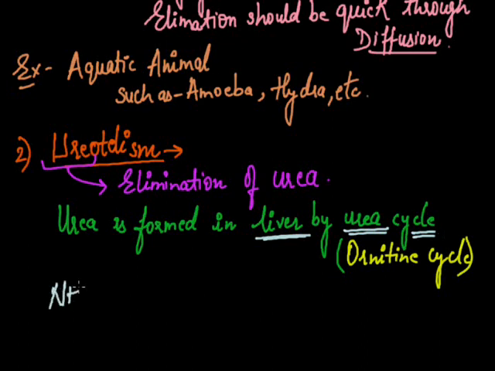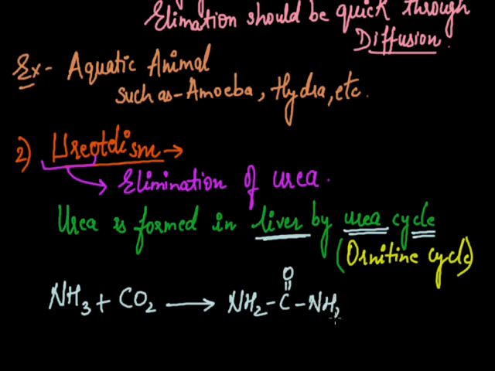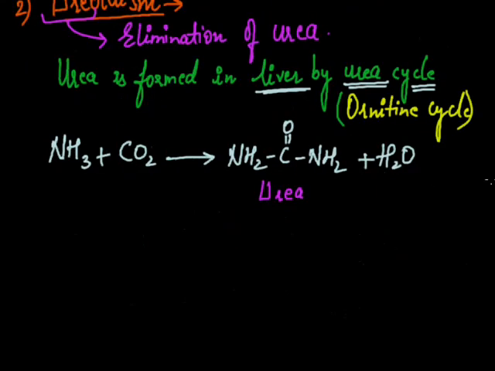Here is the mechanism of how urea is formed. When NH3, formed from protein or nucleic acid degradation, combines with CO2 inside the body, it forms H2N-CO-NH2, which is urea, plus water. This is urea, and the IUPAC name is also aminomethanamide.